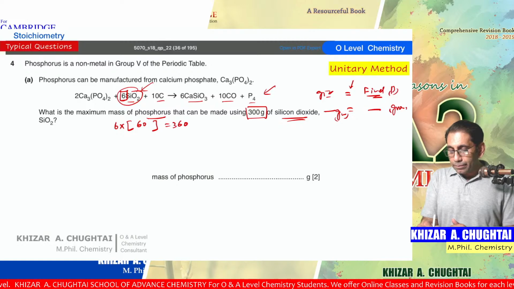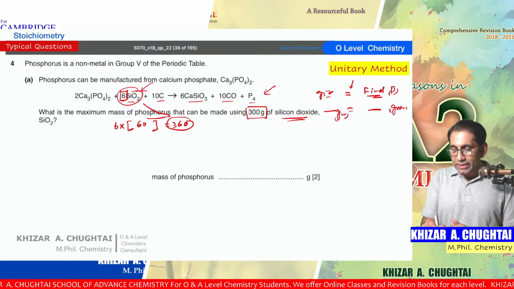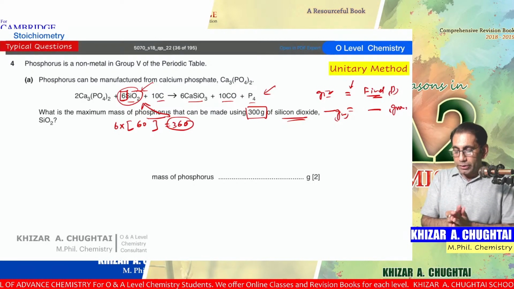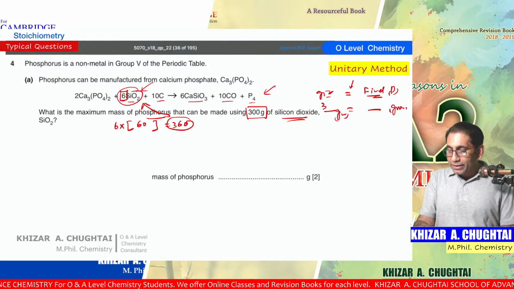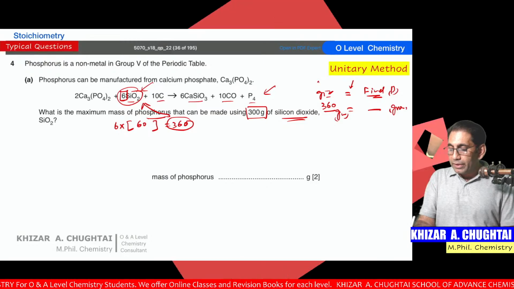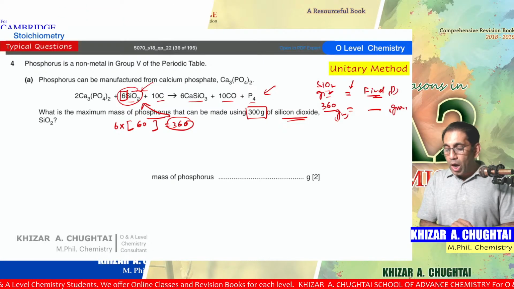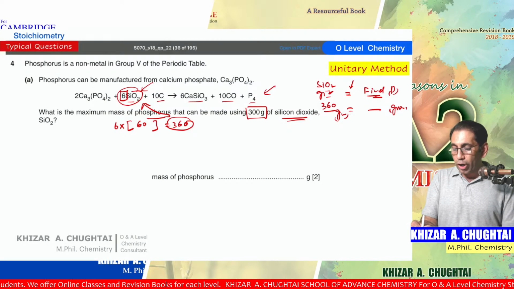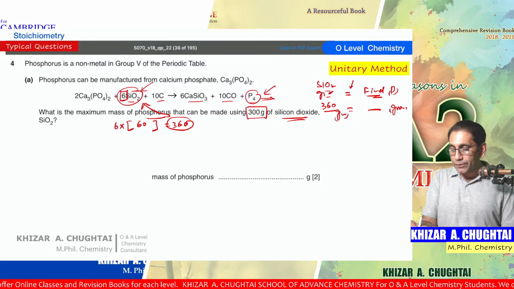360 gram is the answer from the balanced chemical equation, the answer for SiO2. So according to the equation, we are using 360 gram of SiO2. How much phosphorus is going to be made in this case according to this balanced chemical equation? What is the mass of phosphorus?